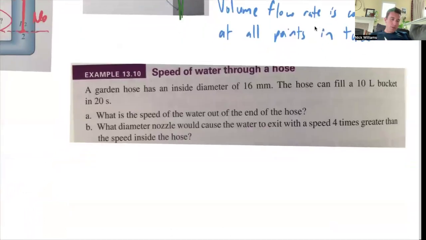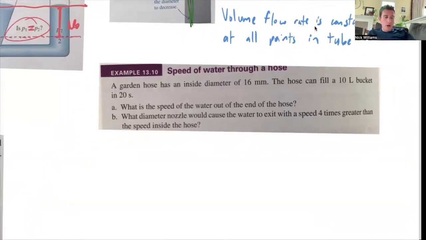All right. So speed of water through a hose. A garden hose has an inside diameter of 16 millimeters. The hose can fill a 10-liter bucket in 20 seconds. What is the speed of the water out of the end of the hose? Okay. So it's a volume flow rate. I need the speed of water, and I need to know it fills 10 liters in 20 seconds.